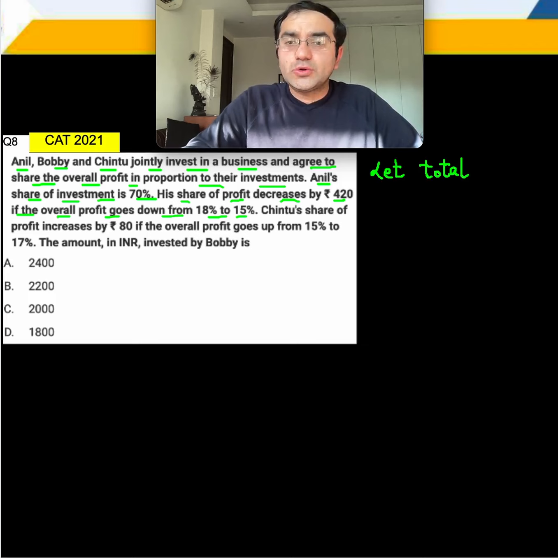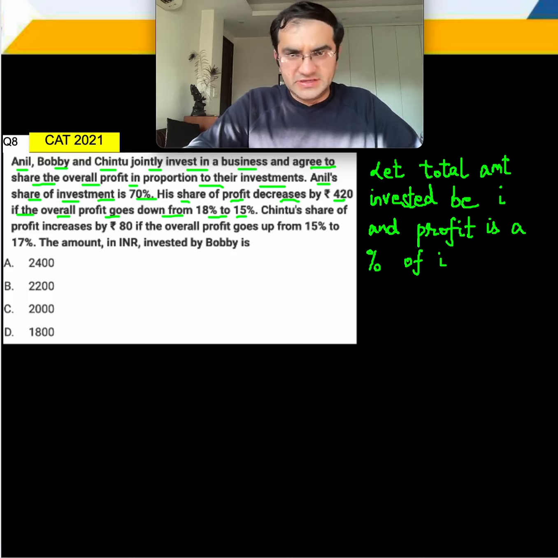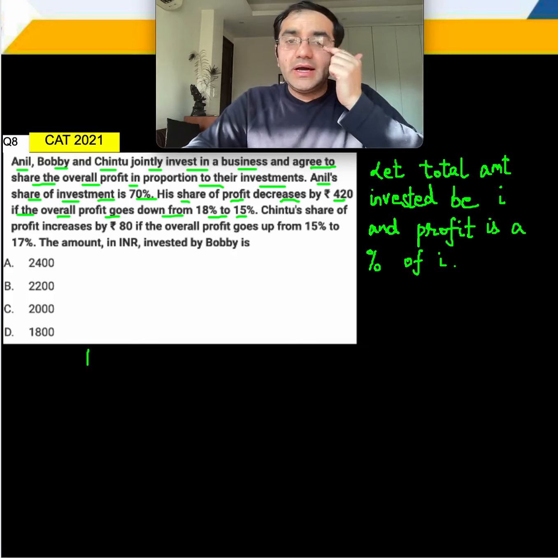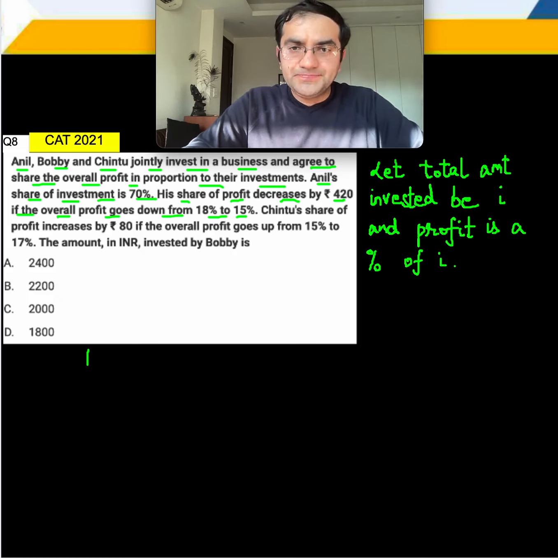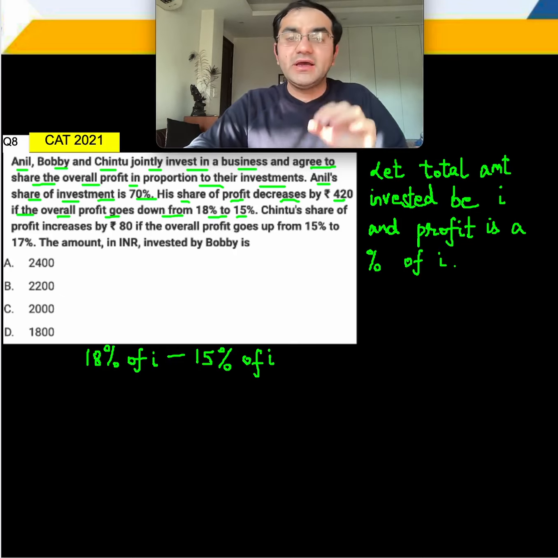So let the total investment amount be I. Okay, and the profit is basically a percentage of the investment. So now we can quickly calculate for Anil. He was initially getting his share of profit as 18% of I, and then it reduced to 15% of I.